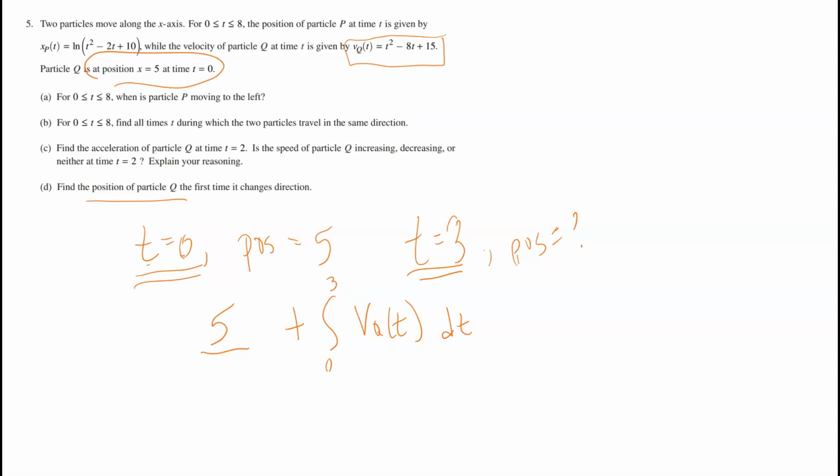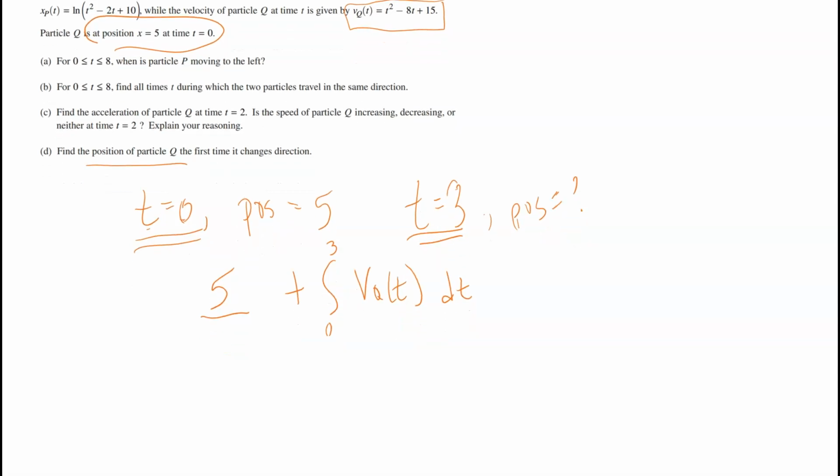So I've got 5 plus, so now I need to integrate this. The integral of this one would be, so it's t squared, so it would be t cubed over 3, minus, and then there was an 8t up there, so minus 8t squared over 2, plus 15t, and that's the integral, between 3 and 0.